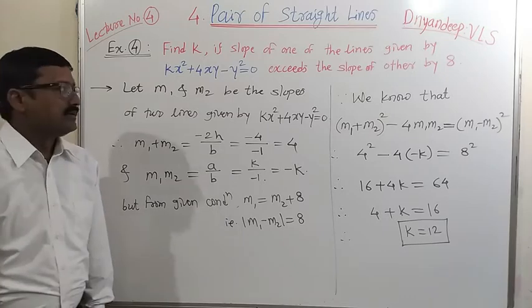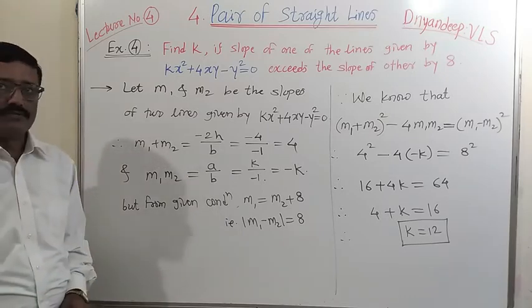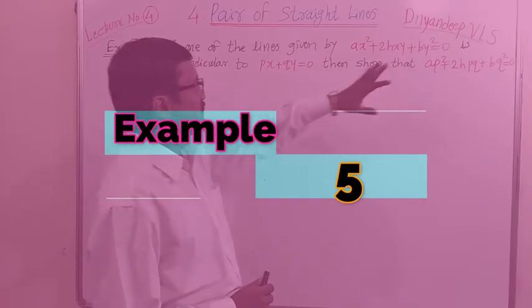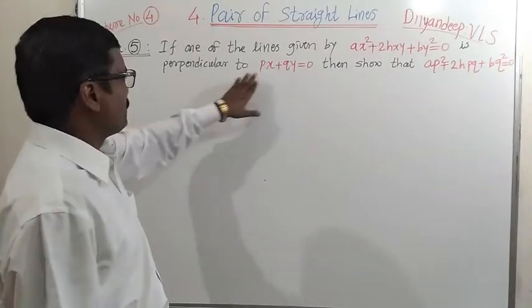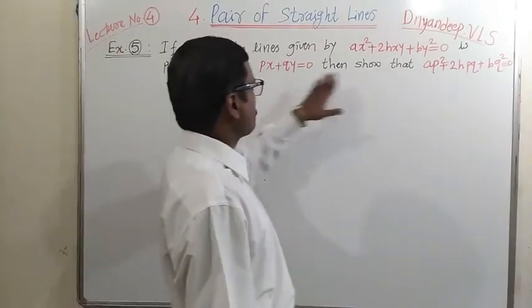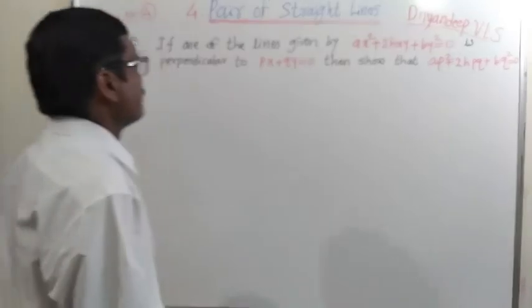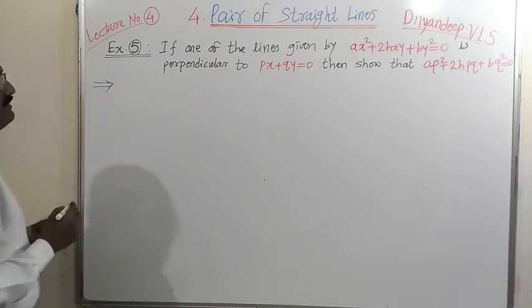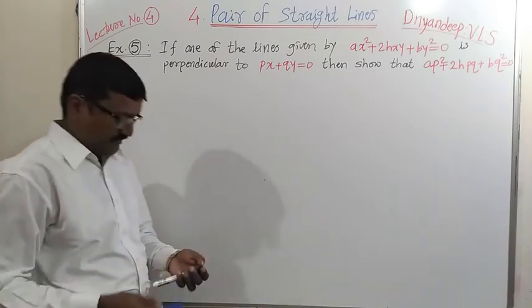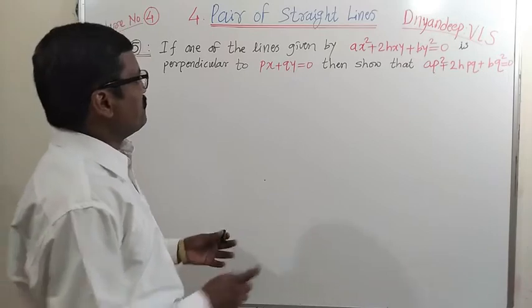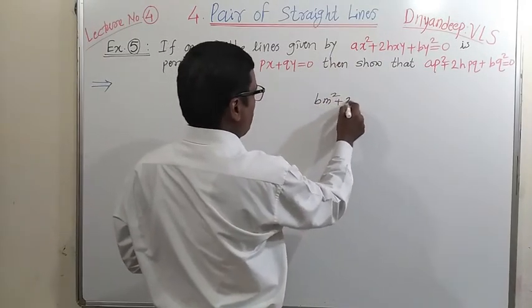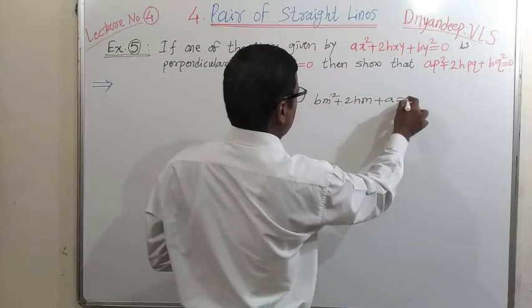Okay, understood? Now we will move towards the next example number 5. If one of the lines given by ax² + 2hxy + by² = 0 is perpendicular to this line passing through origin, then show that this condition holds. It is looking very difficult, but it's very simple. We can obtain the answer within 1 minute because the equation is given, its auxiliary equation is bm² + 2hm + a = 0.